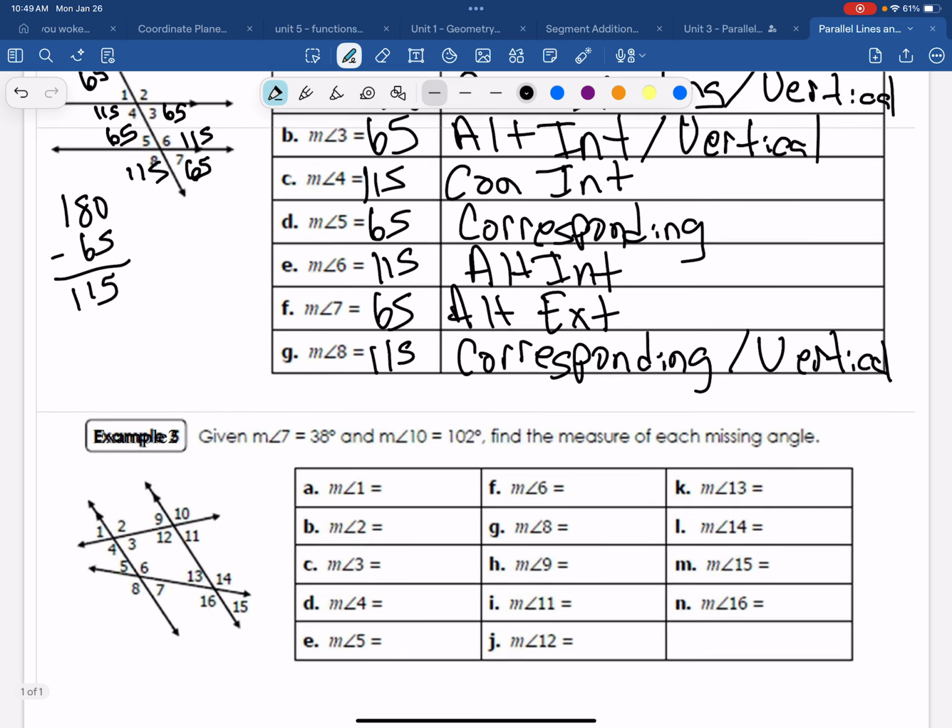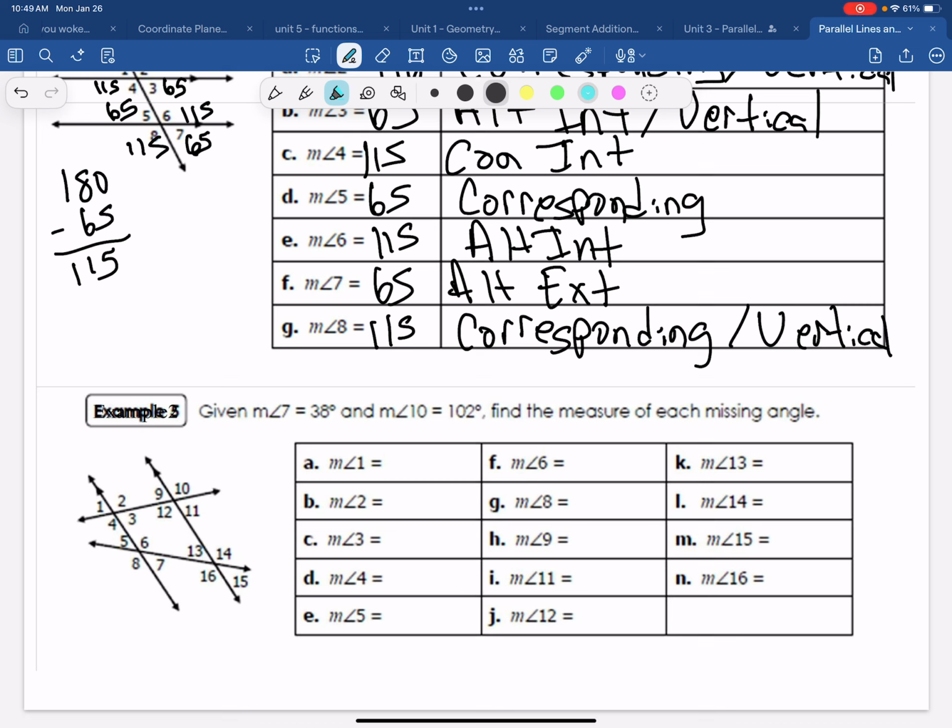Next, let's look at one that's a little bit more complicated. All right, so the first thing we need to know is which lines are parallel? We know this line and this line are parallel because of the double arrows. If you remember back to the activity when we were looking at the relationships and we had all those different parallel lines and transversals, I told you to just focus on one transversal at a time. So in this case, we're going to focus on this transversal right here.